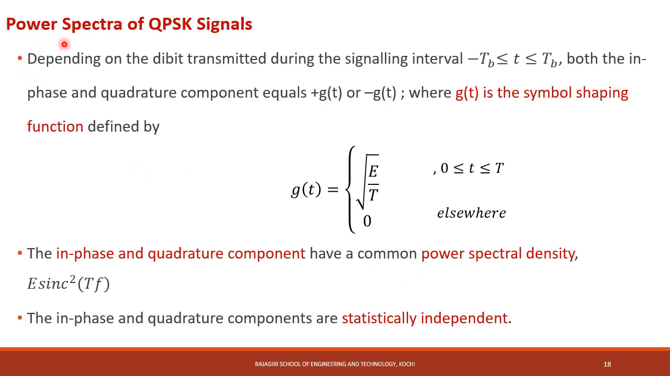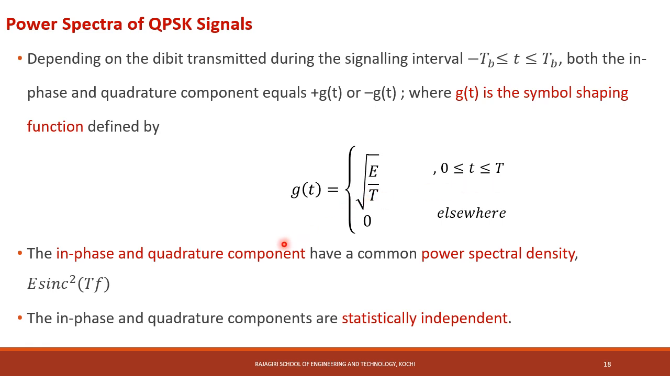So the last topic is the power spectra of the QPSK signal. If you look at the in-phase and quadrature components of a QPSK signal, depending upon the symbol transmitted in the signaling interval minus Tb to plus Tb, both the in-phase and quadrature components will equal either plus g of t or minus g of t, where g of t is the symbol shaping function, which is defined as root E by T for the interval 0 to T.